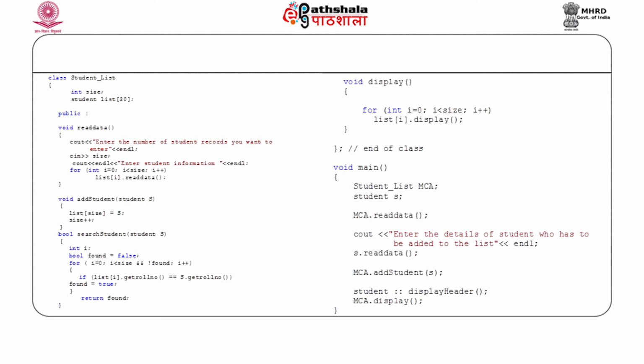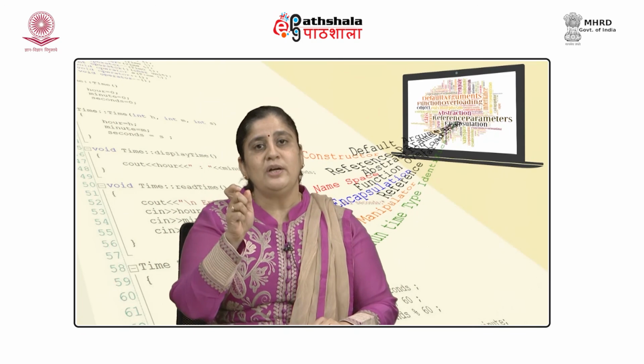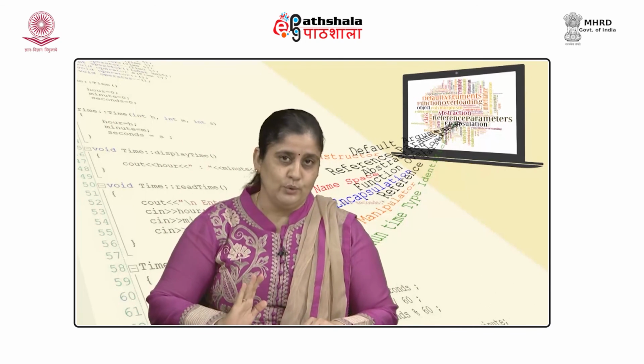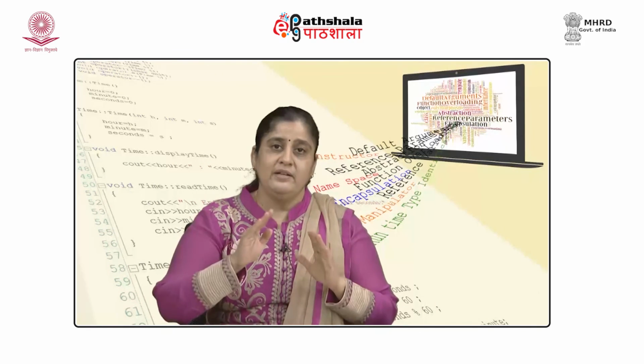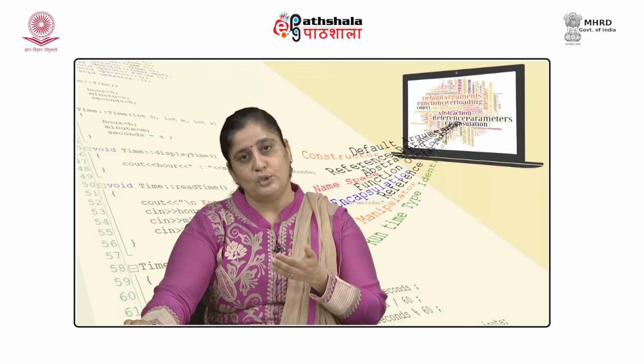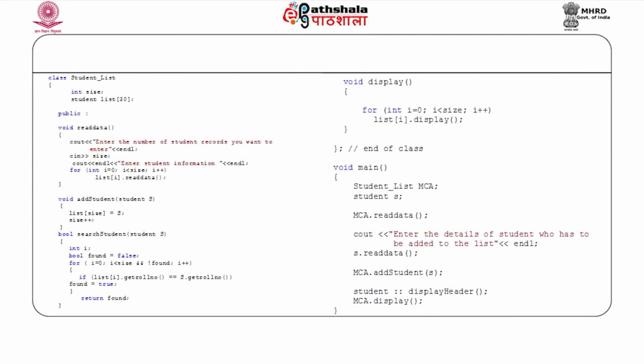Once we have defined this particular class, now I can create an object MCA of type student list. Now, see here, MCA is actually representing a list of students. So, I am defining a single object, and now the single object is actually defining a list of students. Okay. Now, when I define this list of students, if I want to read a student record into that, how do I do it? Let us see.